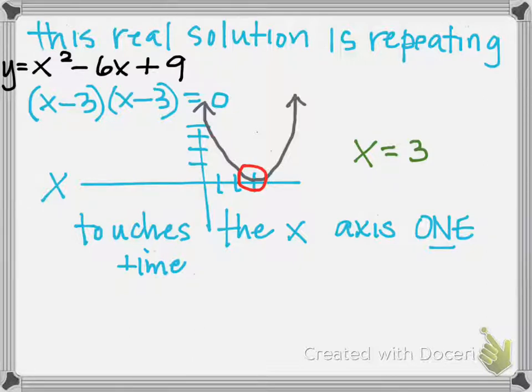Now this is a little weird, but sometimes people call it multiplicity 2, or this just repeats twice. Because you factored it and it had the same factor, or it's a perfect square, you only get one answer that touches the x-axis.